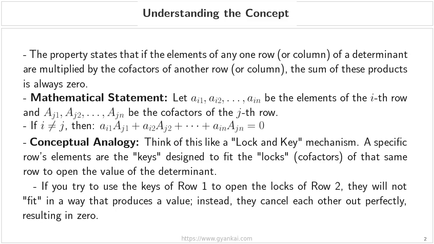I know that looks like a lot of notation, so let me give you a conceptual analogy to help it stick. Think of this like a lock and key mechanism. You can think of the elements of a specific row as keys that are uniquely designed to fit the locks, which are the cofactors of that exact same row. When they match, they open the determinant to reveal its value, as we saw in our previous lesson. However, if you try to use the keys from row 1 to open the locks of row 2, they simply won't fit. Instead of producing a value, the numbers interact in such a way that they cancel each other out perfectly, leaving you with nothing but 0.